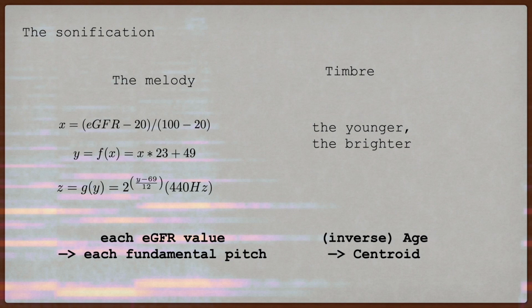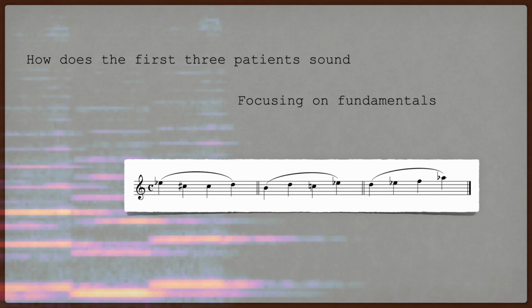We also consider timbre, in the sense that the younger the patient, the brighter the sound. We obtain that by using an inverse mapping from age to spectral centroid. In the following examples, we first of all focus on the fundamental pitches rather than on centroid changes. So this is how the first patient sounds.